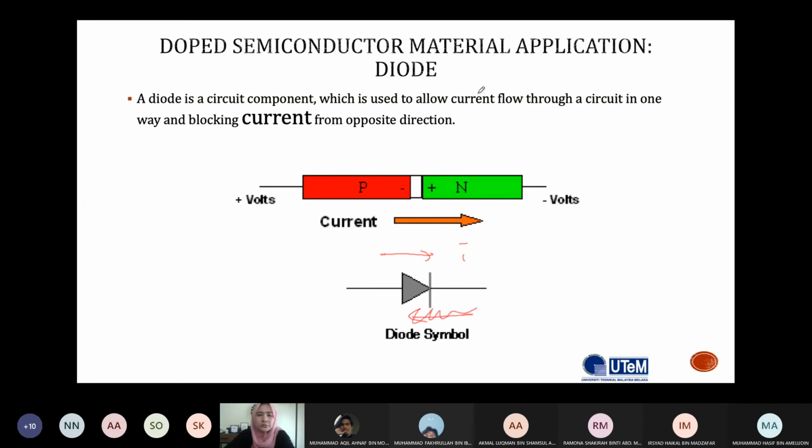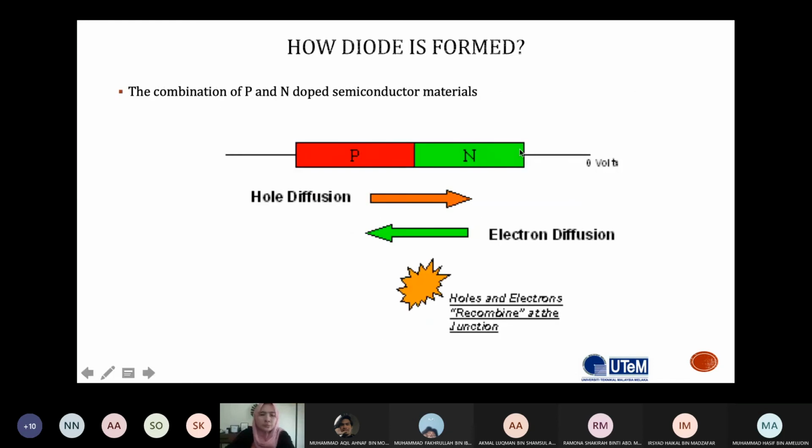Okay, so the diode actually consists of a P junction and also an N junction, a P-type semiconductor and also an N-type semiconductor. With the combination of the P and N doped semiconductor materials, the holes will diffuse to the N region, while the electrons in the N region will diffuse to the P region. We will learn in detail about this diode in chapter 4.